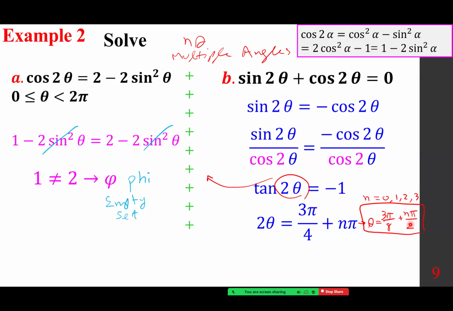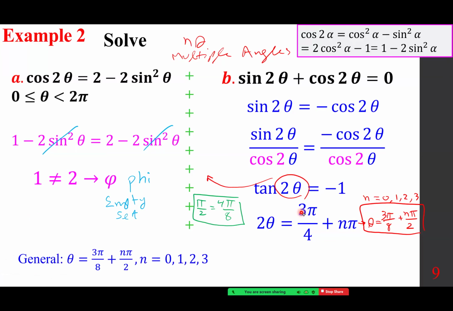But if you make it 1, remember pi over 2 is 4 pi over 8. Let me just write this here so you can see that pi over 2 is 4 pi over 8, right? Therefore, if I choose 1, 4 pi and 3 pi, 7 pi over 8. If I choose 2, 2 times 4, 8 pi and 3 pi, 11 pi over 8. If I choose 3, 3 times 4, 12 pi and 3 pi, 15 pi over 8. Okay, so n is 0, 1, 2, 3, and we get those.